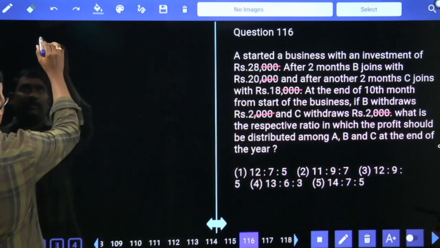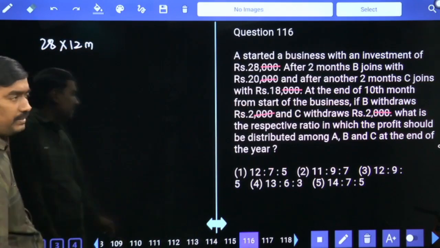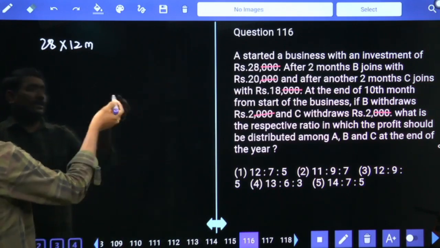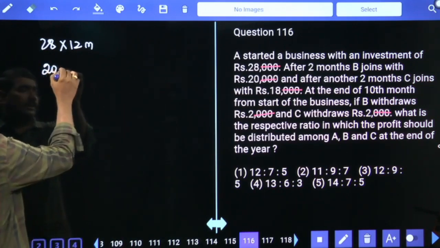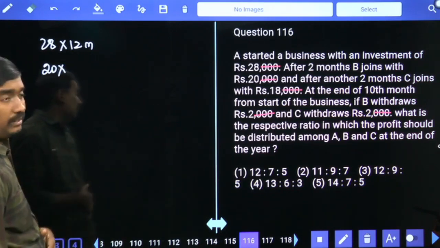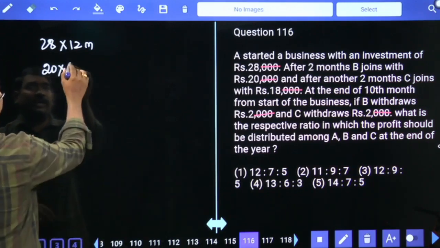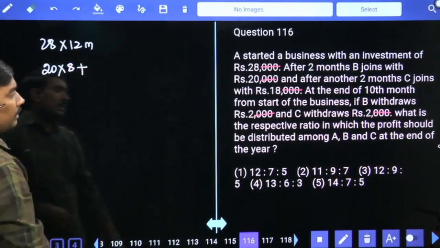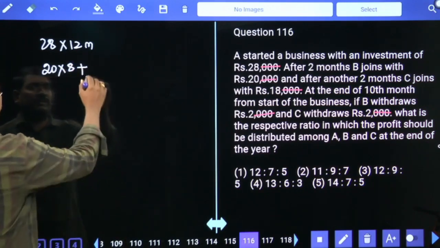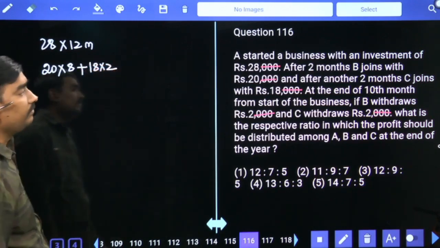A started with 28 from beginning to end, means complete 12 months of 28. B joined after 2 months with 20. At the end of the 10th month B withdraws. After 2 months B joined, 10th month B withdraws, means only 8 months of 20. After that B withdraws 2, means remaining 18 for the remaining 2 months.